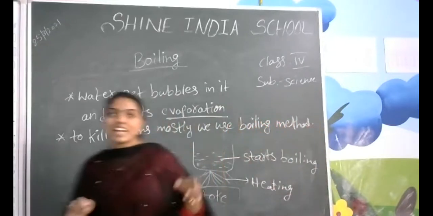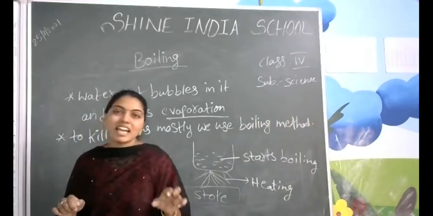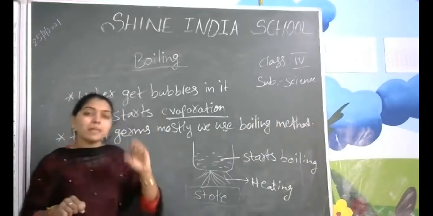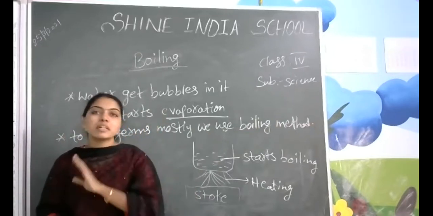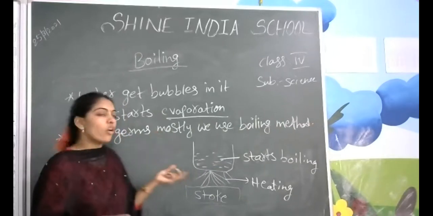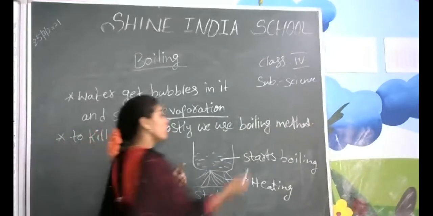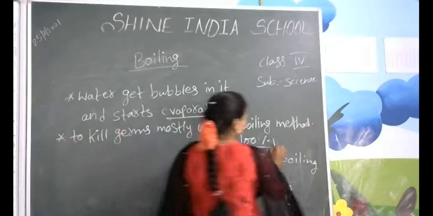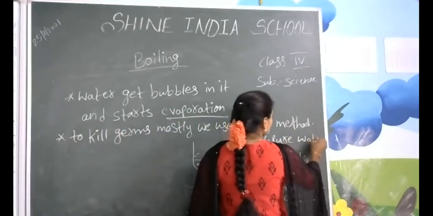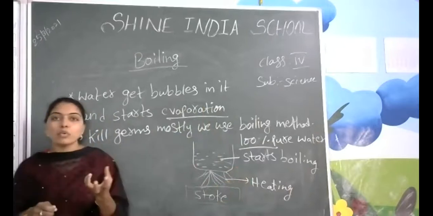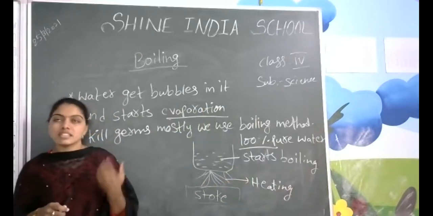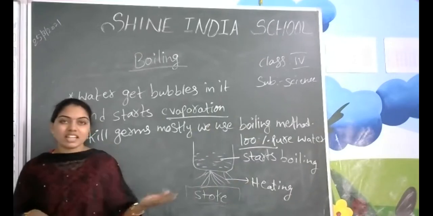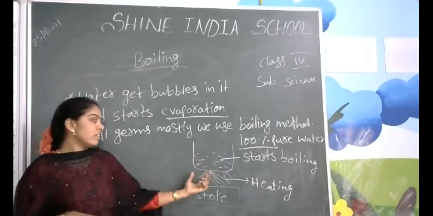Before that, we discussed filtration as well as decantation and sedimentation. In most of those cases, a little bit of germs may still be there, because we do not get 100% purified water. But with the boiling method, we can get 100% purified water. Pure water. Why? Because the dirt and germs, everything will be boiled. Because of the boiling, whatever insects or germs are invisible to us, whether bacteria, virus, or any germs, they will die due to boiling.